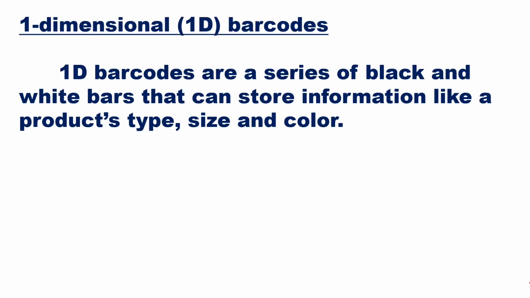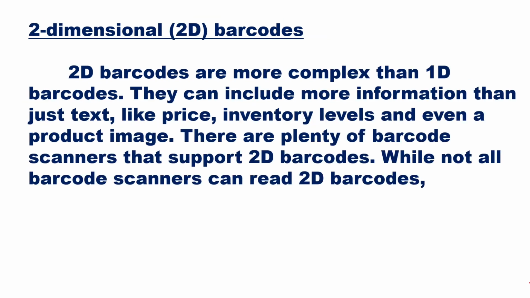So what do we mean by one-dimensional barcodes, 1D barcodes? 1D barcodes are a series of black and white bars that can store information like a product's type, size, and color. Okay, so the basic information can be given, and it is less information as compared to 2D barcodes, but it is important information, the basic information. Similarly, if you go to see what is two-dimensional, that is 2D barcodes.